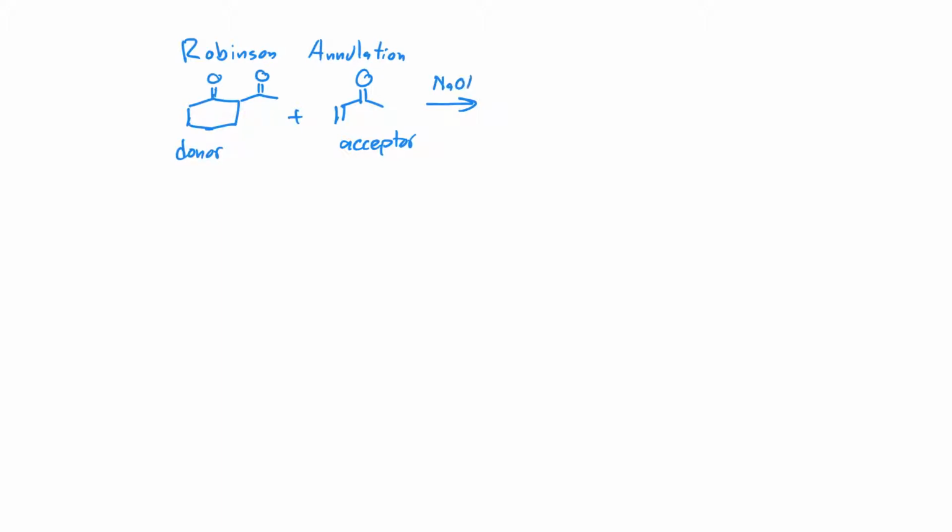So I'm going to react that with NaOH, and as we might expect, the anion that's formed right here is going to react with the beta position on the methyl vinyl ketone. So let's draw that intermediate first and see where we get.